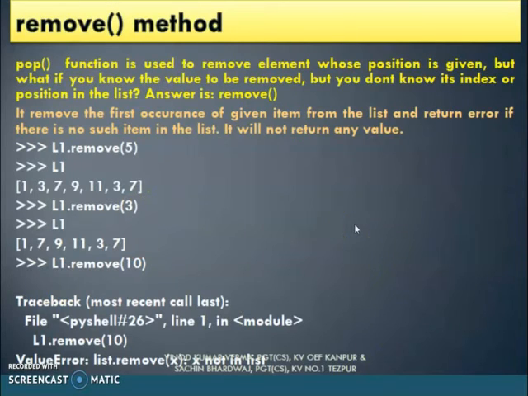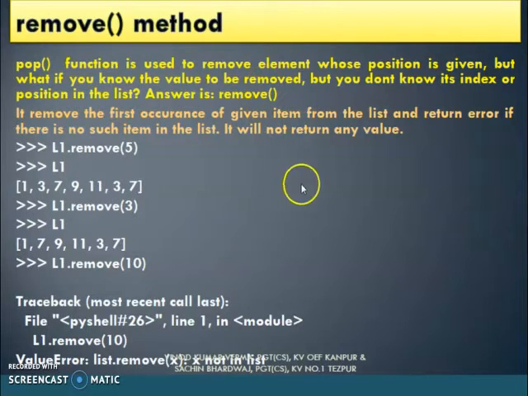Next method is the remove method. This is our next function. See, the pop function is used to remove an element whose position is given. But what if you know the value to be removed but you don't know its index or position in the list? Then you can use this remove method. The remove method removes the first occurrence of the given item from the list and raises an error if there is no such item in the list.